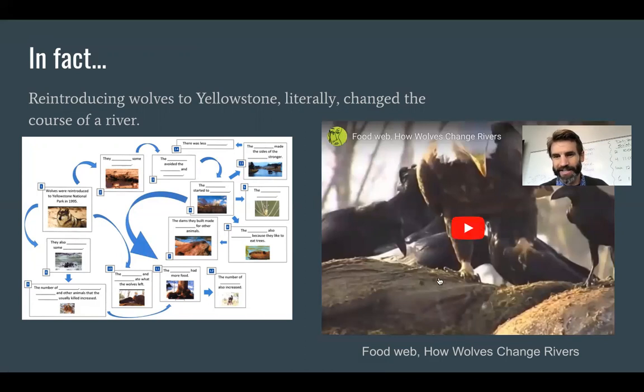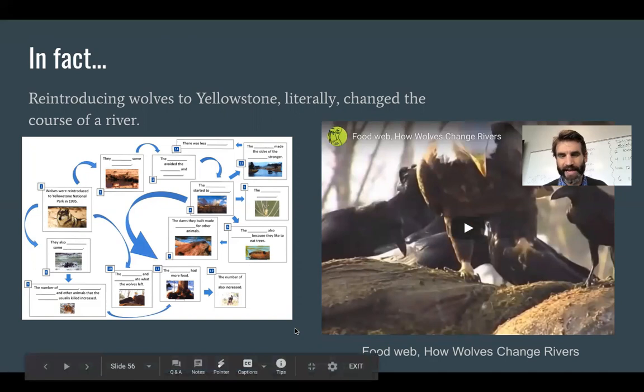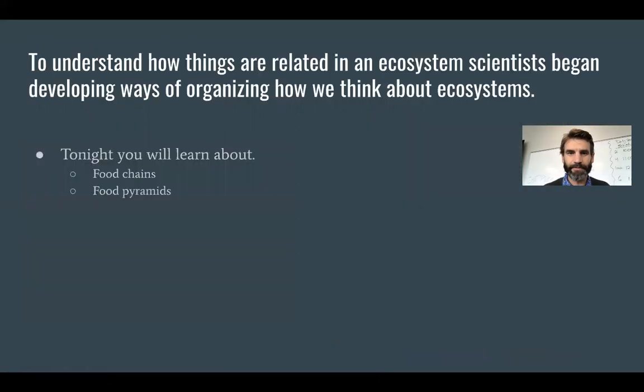And so we watched this 4 or 5 minute video here that does a nice job of telling that story of how the landscape changed with the reintroduction of wolves. So then to understand how things are related in ecosystems, scientists began developing ways of organizing how we think about ecosystems. And so that's today's homework.